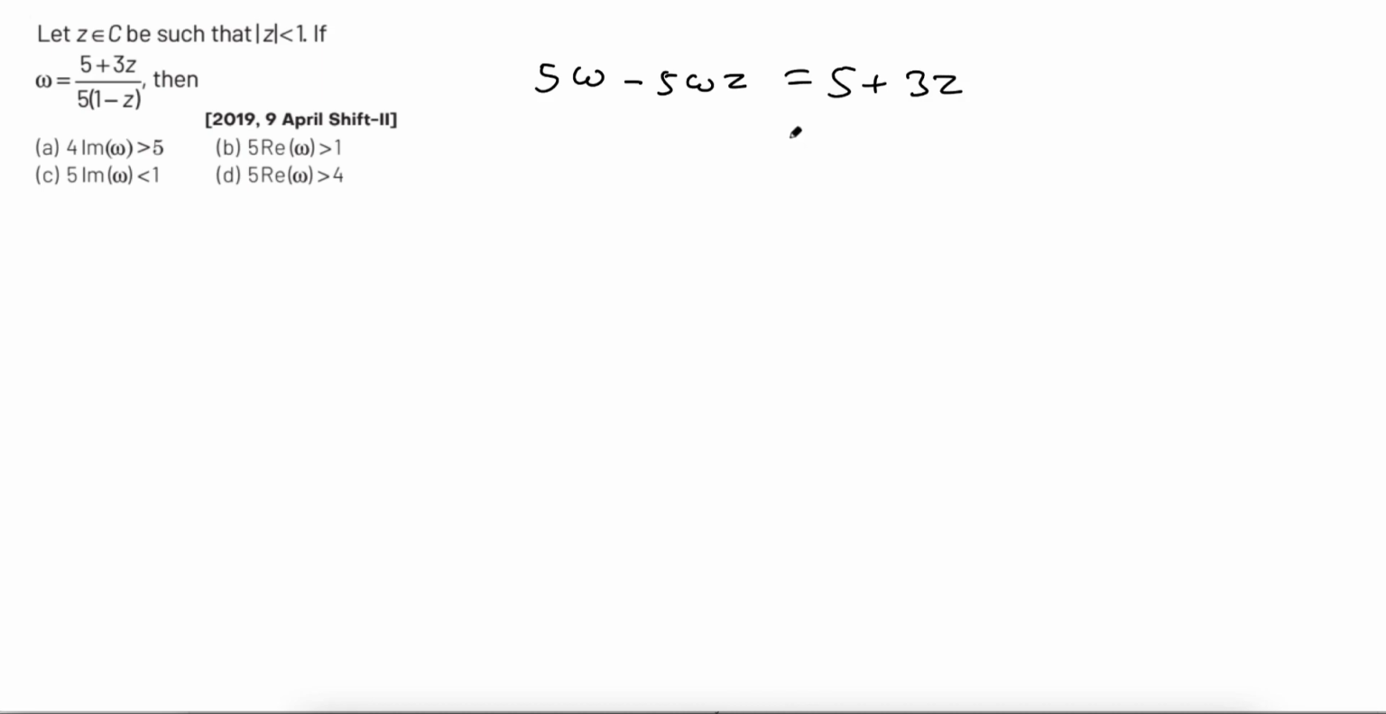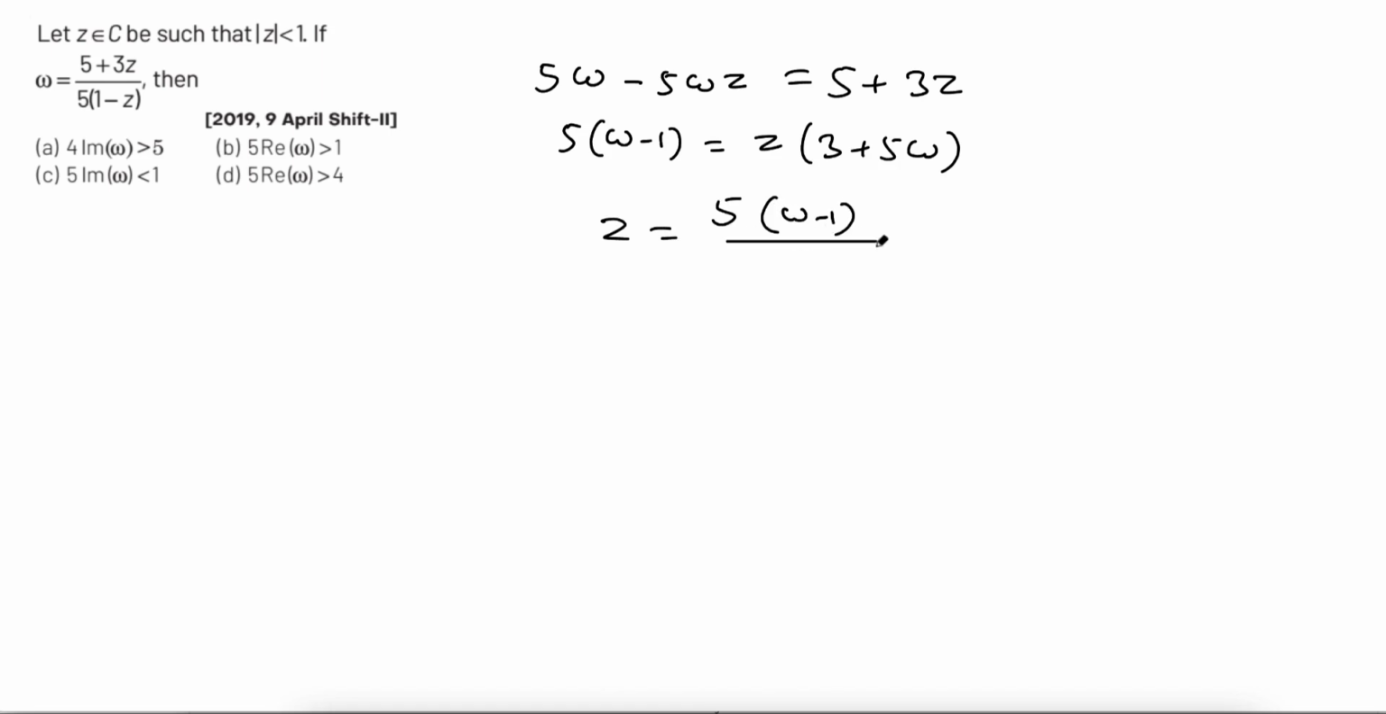So we are interested in getting Z. So Z one side and other side. So this will be 5 omega minus 1 equal to, from here Z, this will come this side. So Z common, so we'll get 3 plus 5 omega. I hope I did correct. So Z equal to, we got 5 into omega minus 1 divided by 3 plus 5 omega. I hope I did correct.